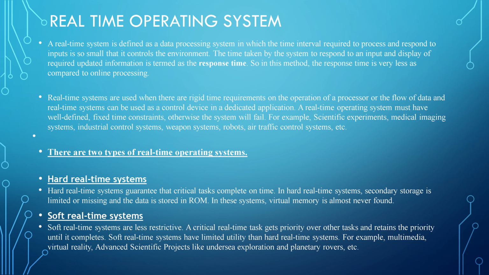In soft real-time system, they are less restrictive. A critical real-time task gets priority over other tasks and retains the priority until it completes. Soft real-time systems have limited utility than hard real-time system. For example, multimedia, virtual reality, advanced scientific projects like undersea exploration and planetary rovers, etc.